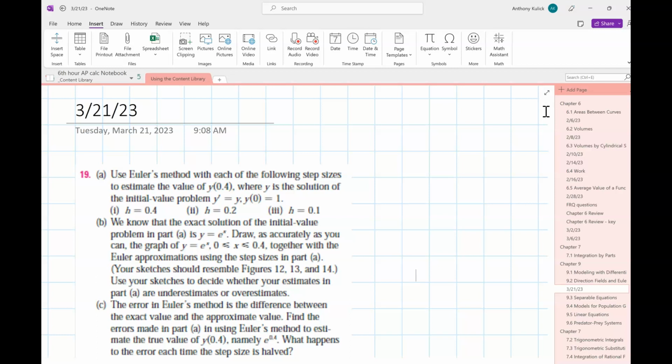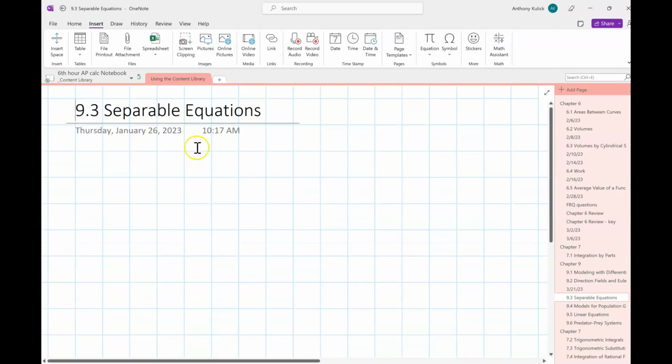Wow. All right. In general, I think that 9.1 and 9.2 should have been pretty straightforward.